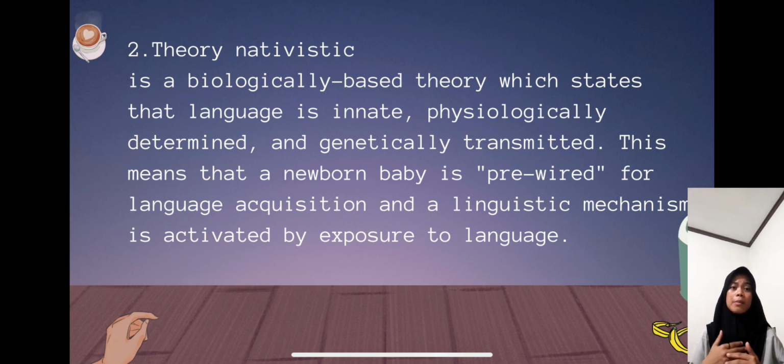The second is nativistic theory. It is a biologically based theory which states that language is innate, psychologically determined, and genetically transmitted. This means that a newborn baby is pre-wired for language acquisition, and a linguistic mechanism is activated by exposure to language.